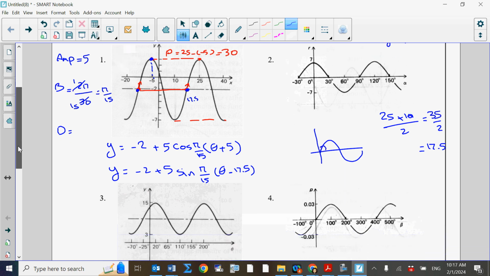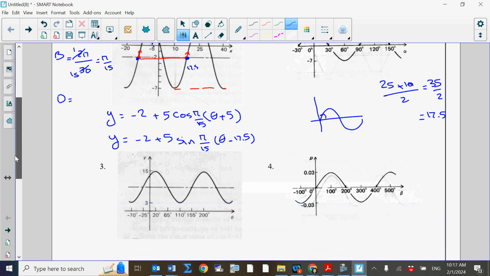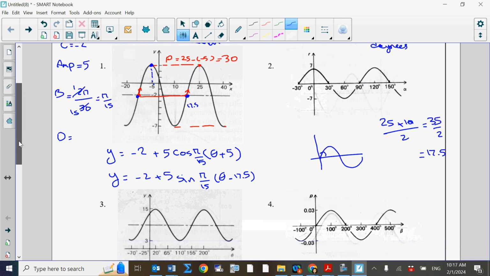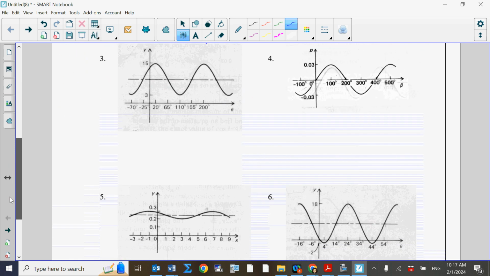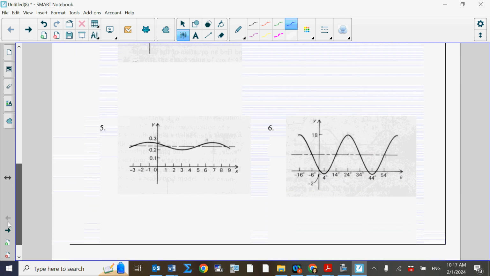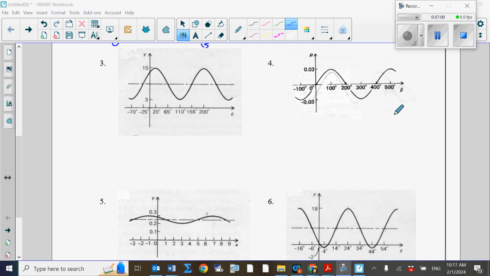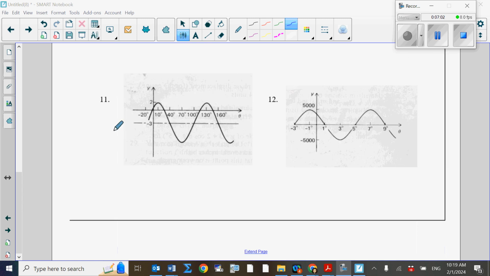Okay, now let's look at a function which has degrees this time. We're going to work on, let me choose which one I like to do here. Okay, let's work on question number 11 together.